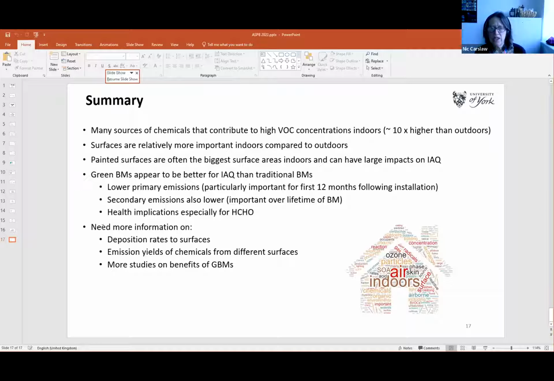And I would say what we need is much more information on some of the deposition rates to these different surfaces, particularly some of the new surfaces that are starting to go onto the market. And also thinking about what some of these emission yields are, because you saw from what I showed that the data was quite patchy in places, and it would be good to have some more measurements. So I think with that, I will leave it, and I'm happy to take some questions if there are any.